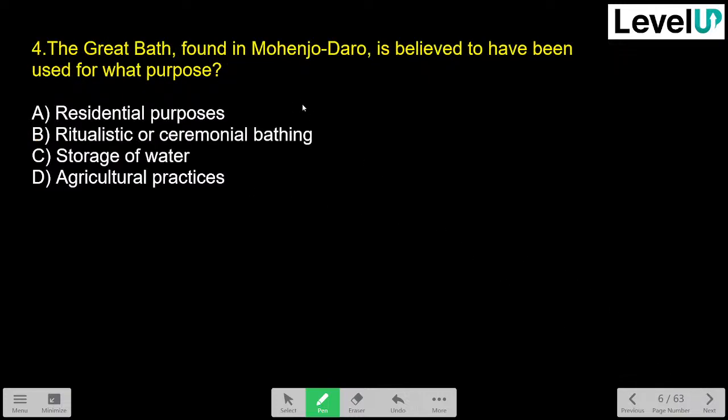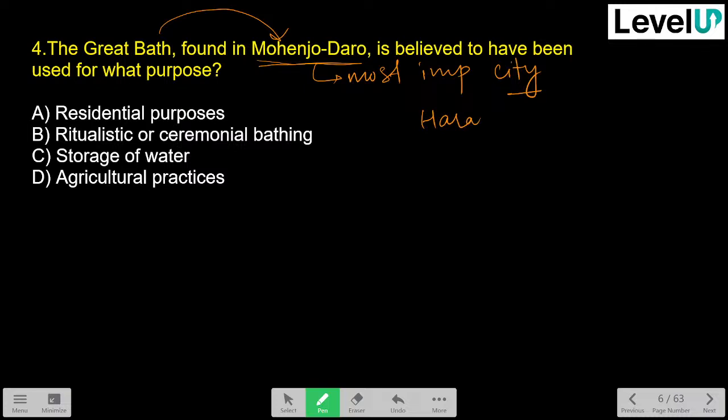The Great Bath found in Mohenjo-daro is believed to have been used for what purpose? The first information is that the Great Bath was in Mohenjo-daro. Mohenjo-daro was the most important city, right? Harappa was after that. Mohenjo-daro was the first priority city, and second was Harappa. So one thing we know from here is that the Great Bath was in Mohenjo-daro.